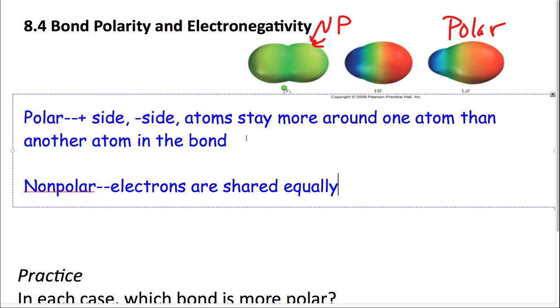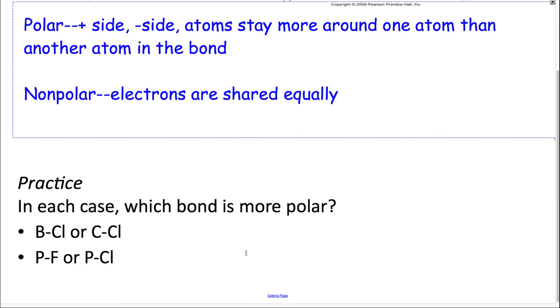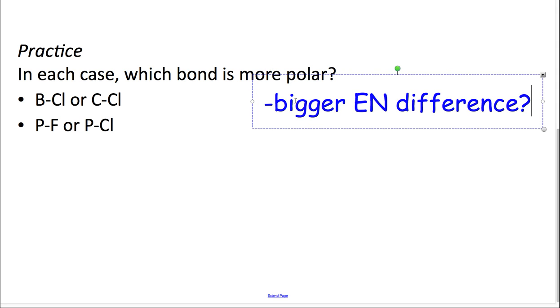So a true nonpolar covalent bond is going to be between atoms of the same kind. Any other type of bond is going to be at least a little bit polar. So a polar covalent bond is where my electrons are not shared equally. So let's look at the example. In each case, which bond is more polar? Okay, so we have BCl or CCl. Well, let's figure out which one has the bigger electronegativity difference. Whichever one that is going to be my more polar bond, because that's going to mean one of the atoms in my bond is going to want the electrons more than the other. So it's going to be more polar.